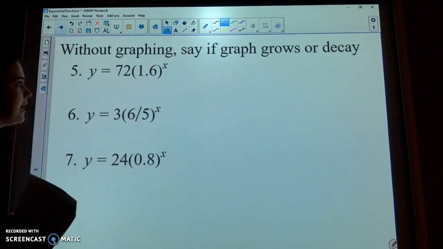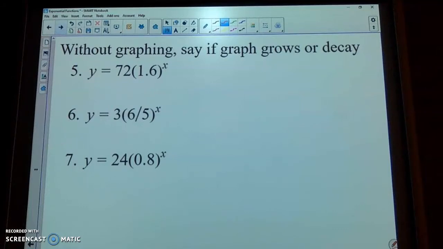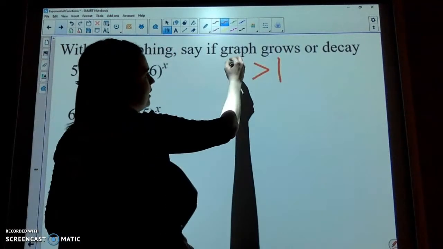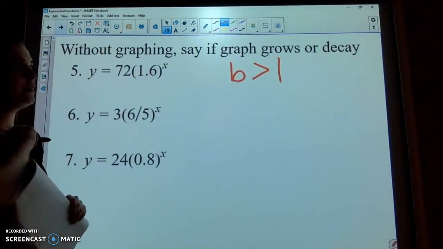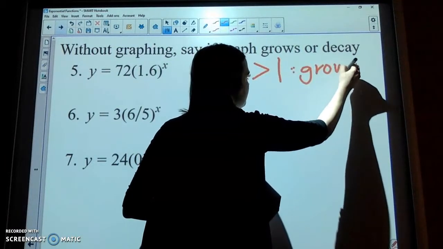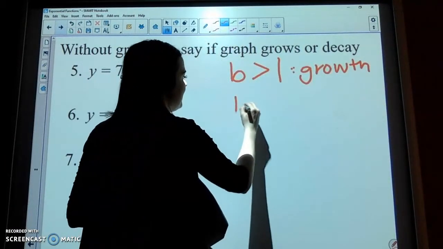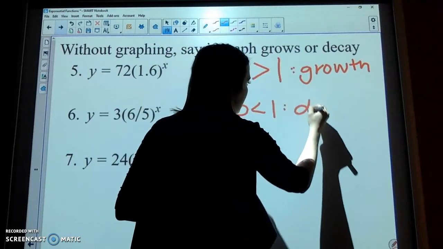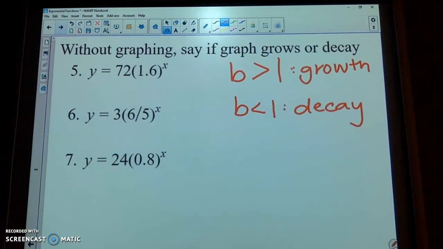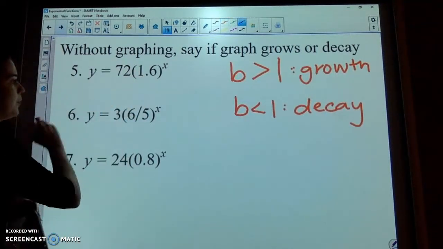For this, what we have to do is look at it in comparison to 1. So we're looking at b. If b is greater than 1, then it's a growth. If b is less than 1, it's a decay. Notice how I don't have an equal to option. On the last slide, we did see that b is not equal to 1. So we're looking at either greater than or less than 1. Well, let's start.